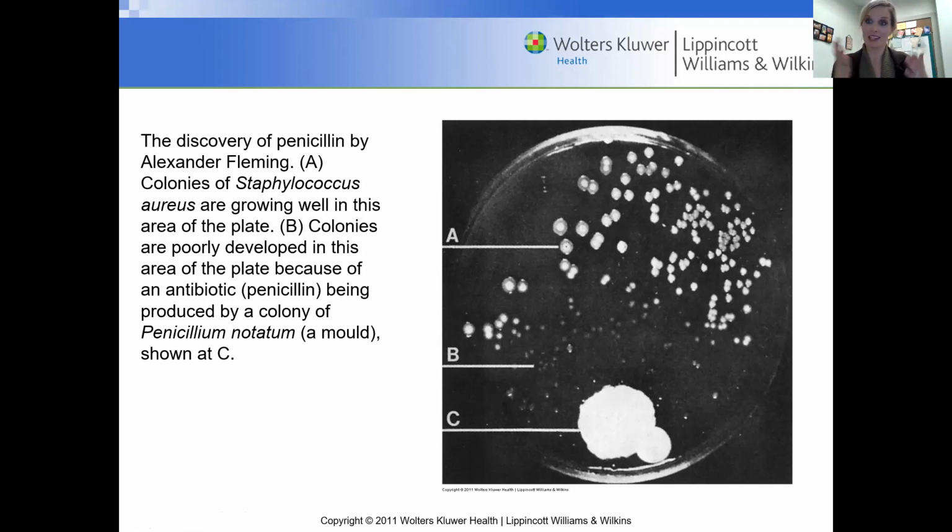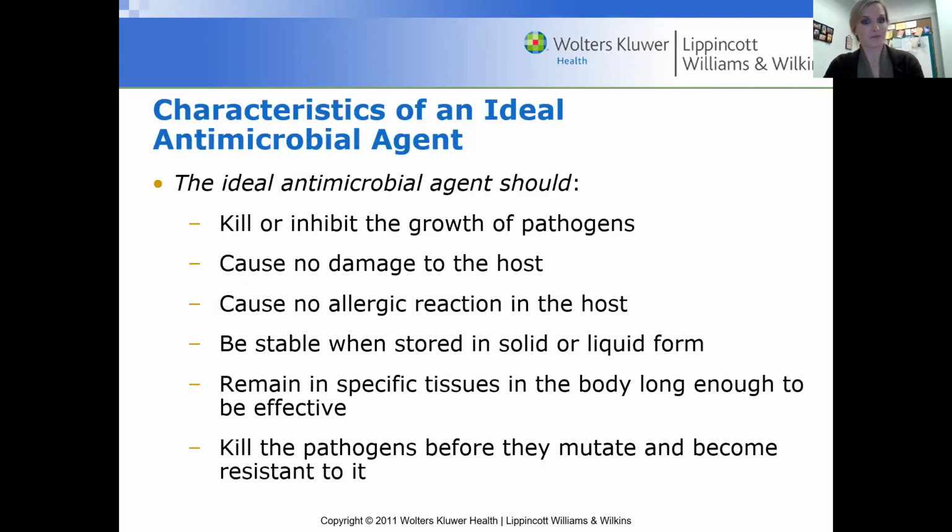This is a big deal. We can kill off Staph aureus by using a mold. And of course, ideally, we don't want that mold to be something that's harmful to patients. So that was studied, and in turn, we figured out that it was not. This is going to be one of those molds that is okay for patients to take. And it eventually led to the discovery of the antibiotic penicillin.